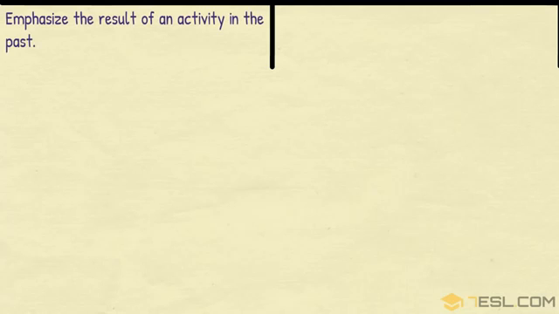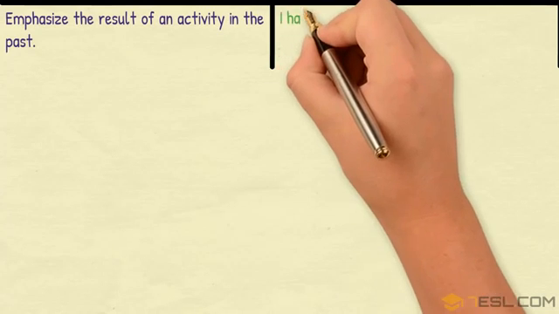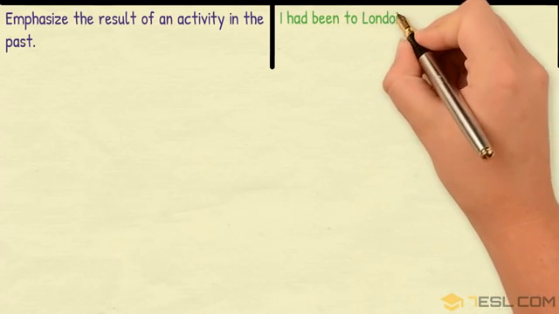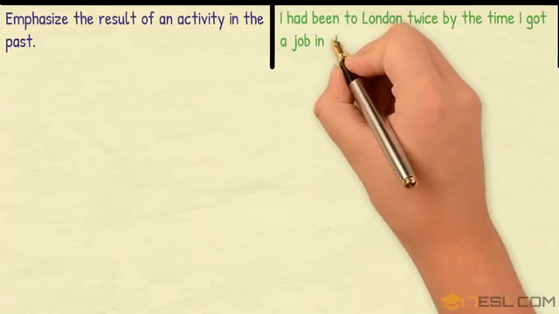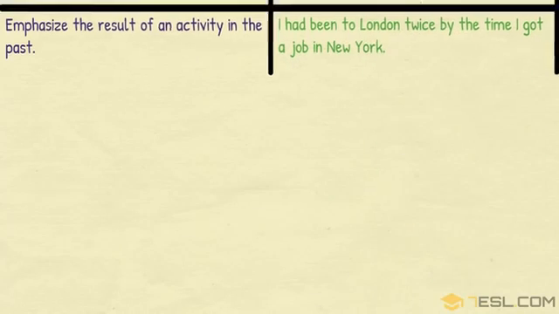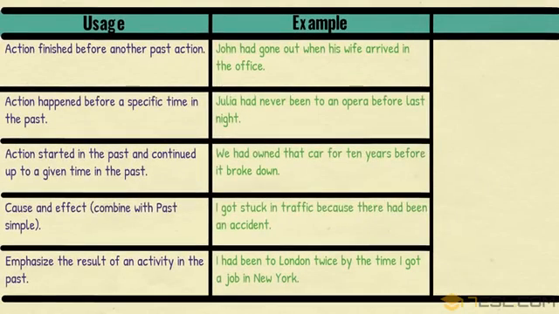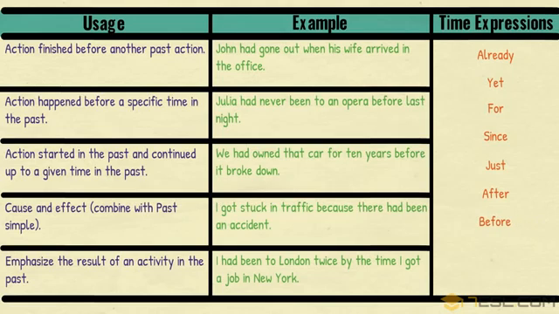Emphasize the result of an activity in the past. I had been to London twice by the time I got a job in New York. Time expressions. Already, yet, for, since, just, after, before, until.